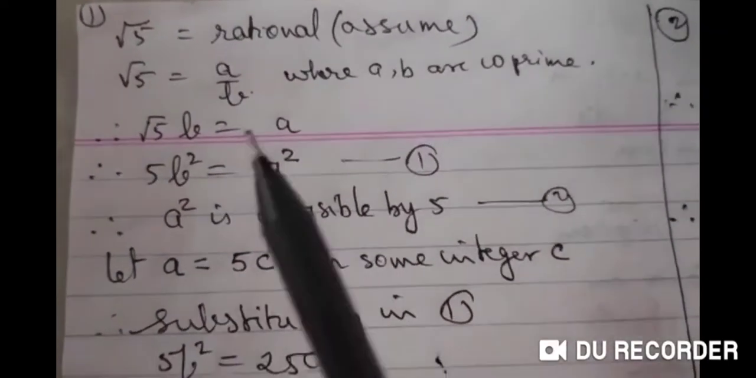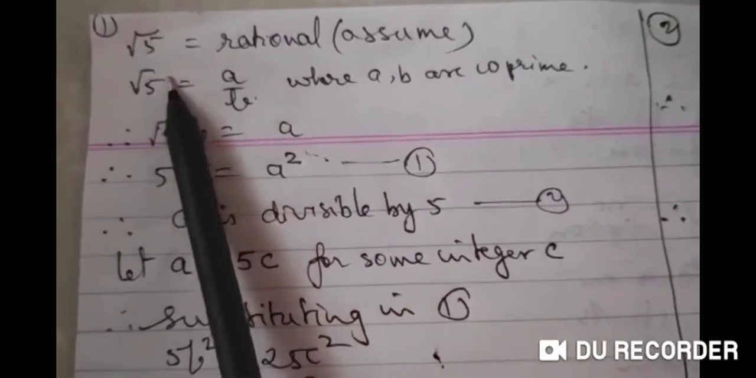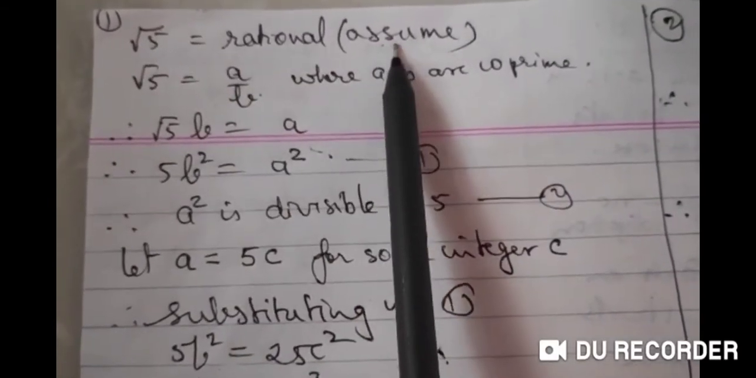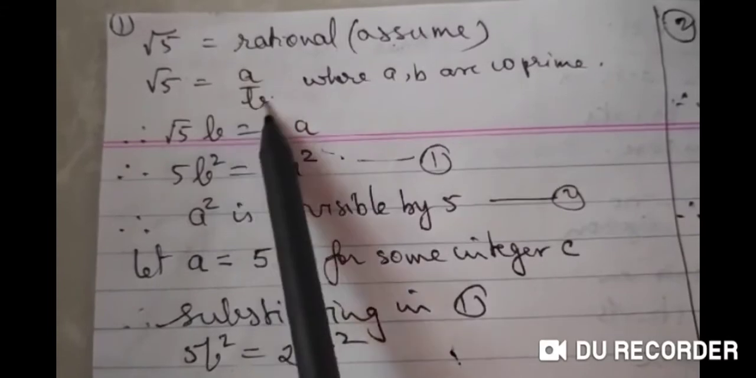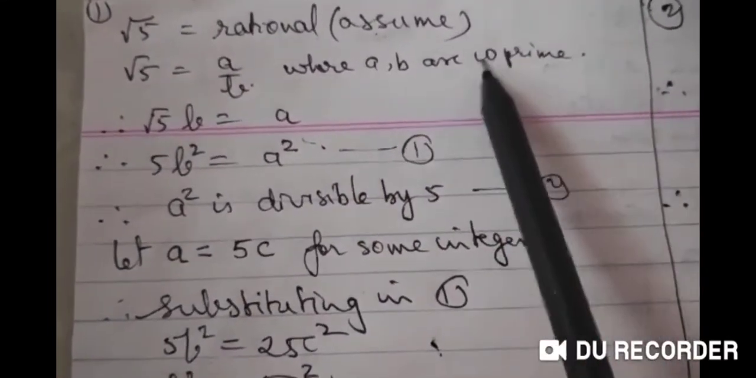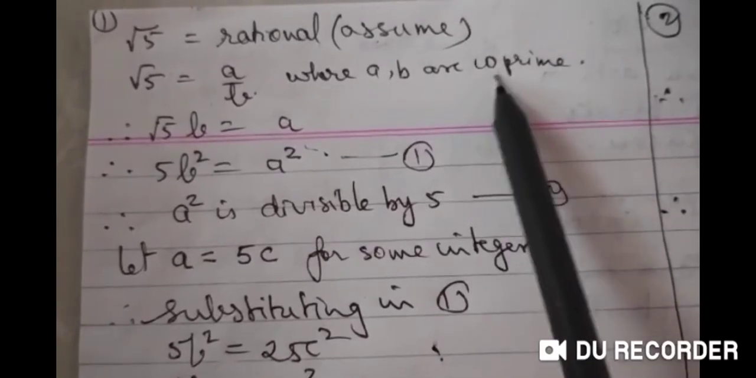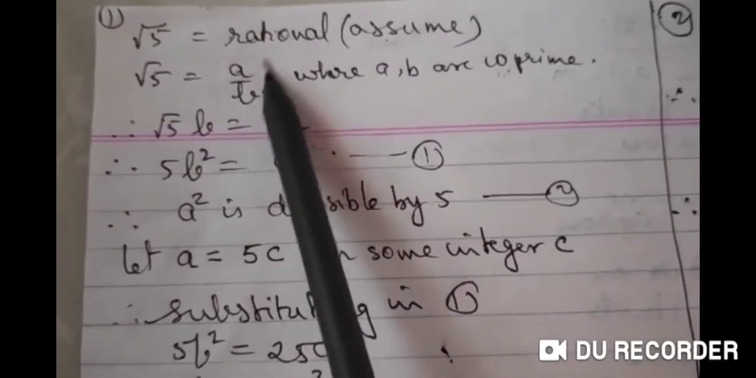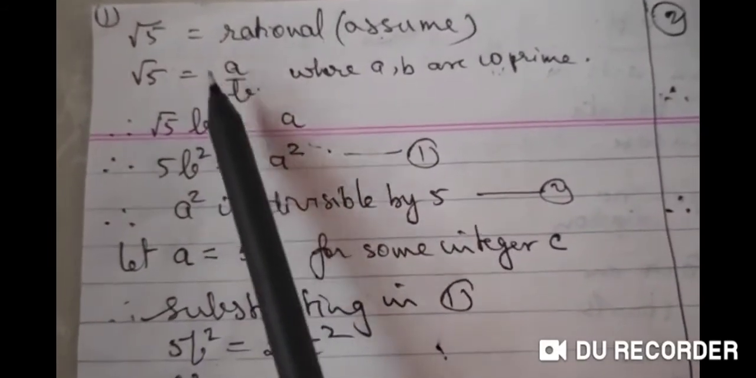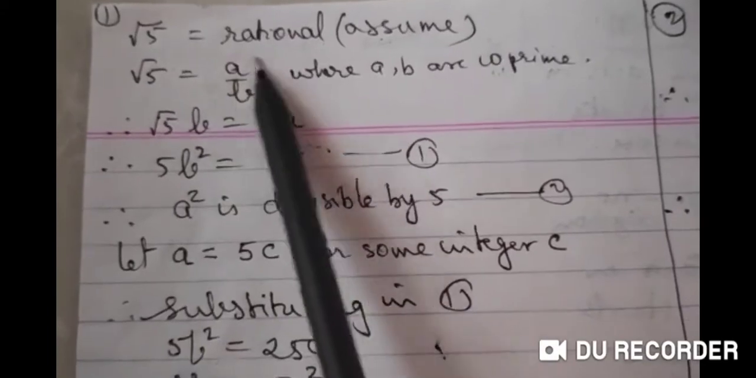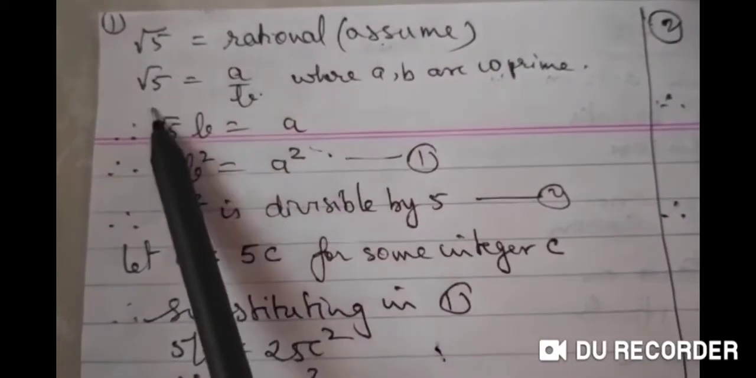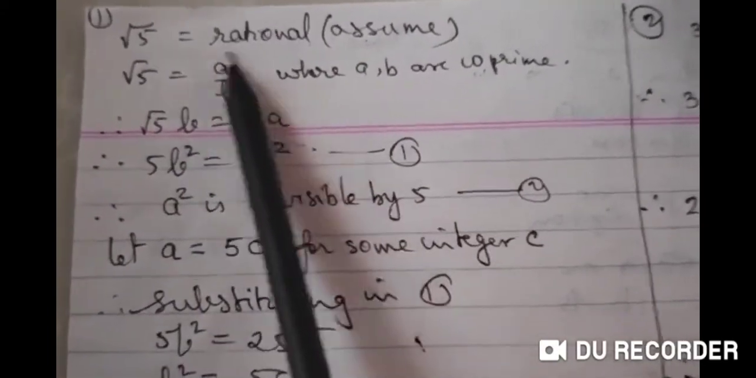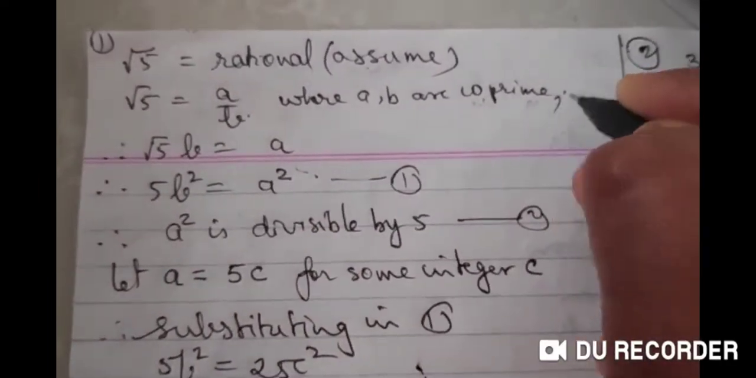Am I right? You have learnt it in 9th standard, remember? So, root 5, you are assuming it is rational such that it is a upon b, where a and b are co-prime. What do you understand by co-prime? Co-prime means they have only one as a common factor. There is no other factor common between them. That is called co-prime numbers. So you are assuming root 5 is a rational number such that it can be expressed as a upon b, where a and b are co-prime and b cannot be 0. Isn't it?